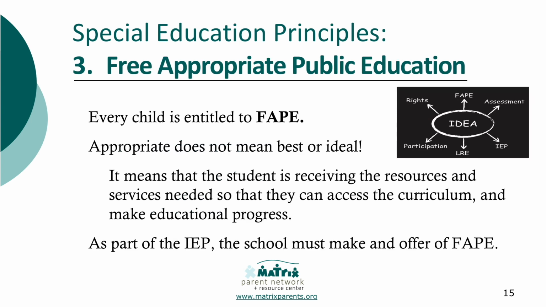So the next concept, free appropriate public education. Every child is entitled to free appropriate public education. And unfortunately, it does not mean the best possible education. We as parents always want the best possible for our child, but that's not what the law guarantees. It guarantees appropriate. And appropriate means that to the extent possible, they can access the curriculum and make educational progress. The school is required to make an offer of FAPE. And so you may have heard this during the IEP meeting.